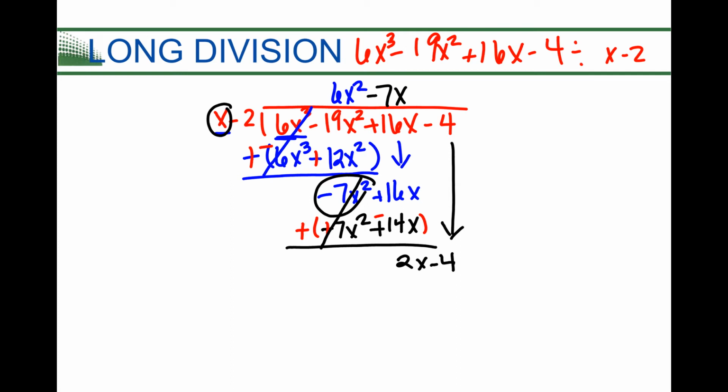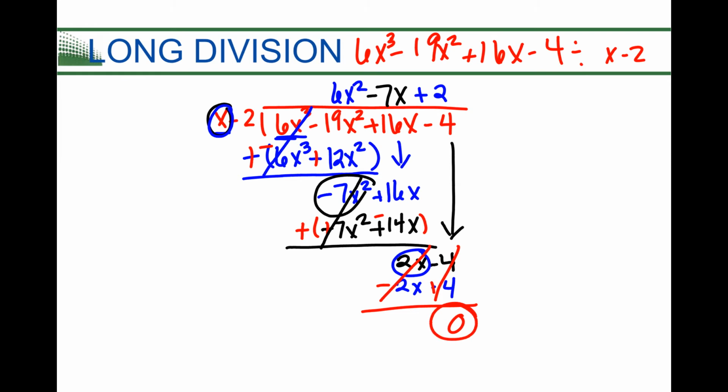And then again, compare your front numbers. X and 2x. X times what would give me 2x? That's a positive 2. So then I multiply. So that gives me 2x minus 4. And change your signs. That cancels. That cancels. And I get 0.